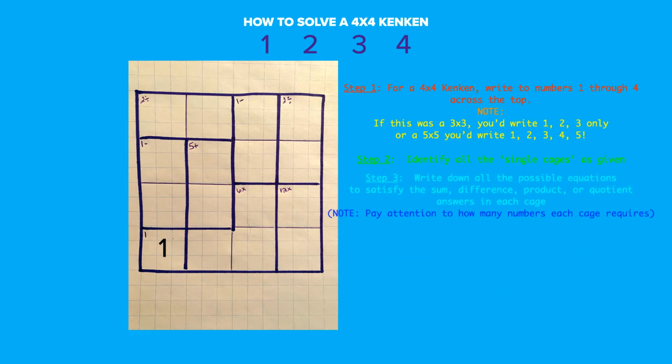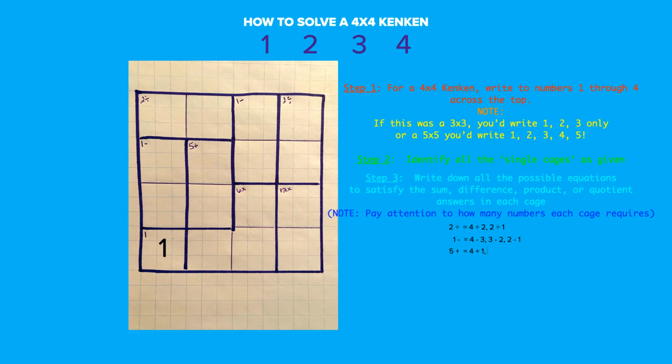So in step 3, I like to write down all the possible equations to satisfy the sum, difference, product, or quotient answers in each cage. And note, pay attention to how many numbers each cage requires. So for example, for the quotient of 2, there are 2 different equations: 4 divided by 2 equals 2, and 2 divided by 1 equals 2. And I'm going to continue going, so the difference of 1, there's 3 equations there: 4 minus 3, 3 minus 2, and 2 minus 1.